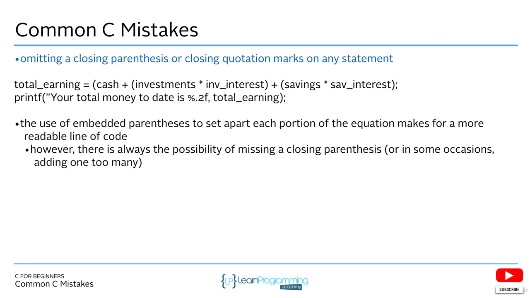So when you're using embedded parentheses to set apart each portion of an equation, it makes for a more readable line of code. You want to use parentheses. However, you want to make sure they all match. You start a parenthesis, you have to have an ending closing parenthesis. The same with curly braces. You start a curly brace, it has to have an ending curly brace. So either you have too many or you have too little, but the compiler is going to complain, and this is very, very common.